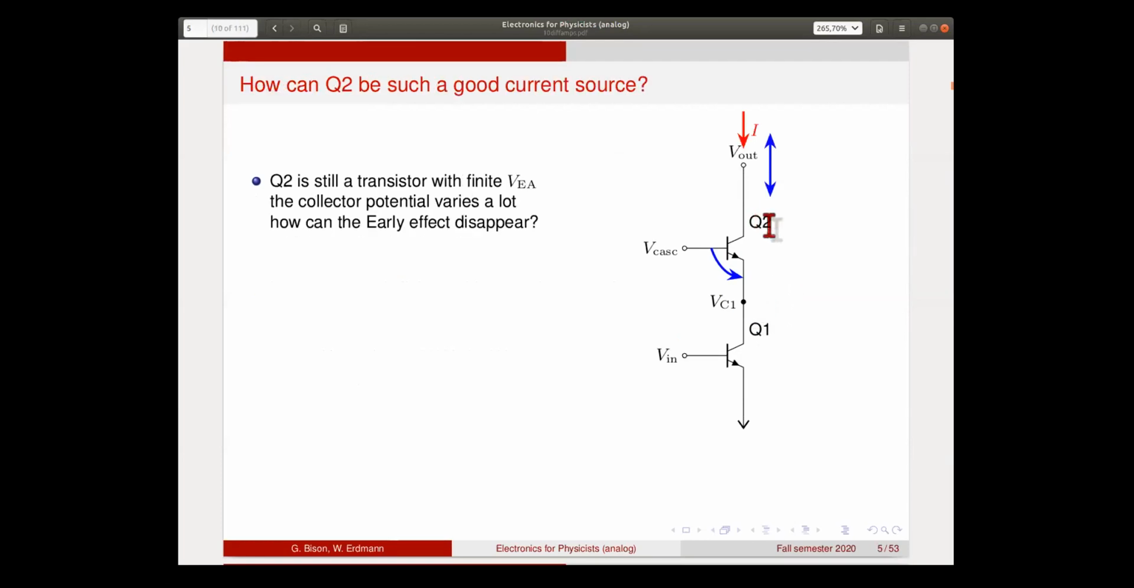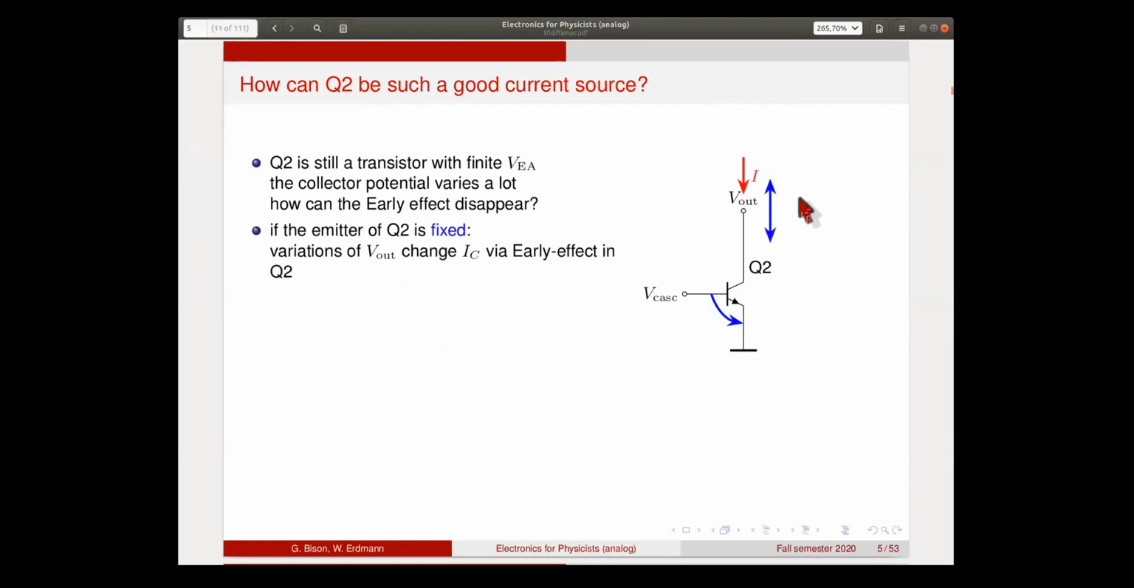Now you may wonder how is it possible that this transistor has no early effect? After all, it is still a transistor with a finite early voltage, and the collector moves up and down a lot. So why is there no change in the current here? To answer that, we first look at the situation when we have the cascode transistor not with the input transistor attached to it, but with a constant potential. In that case, we would in fact see a large early effect. So when we have a variation of the voltage here, we will see a variation of the current that flows because of the early effect in the cascode transistor.